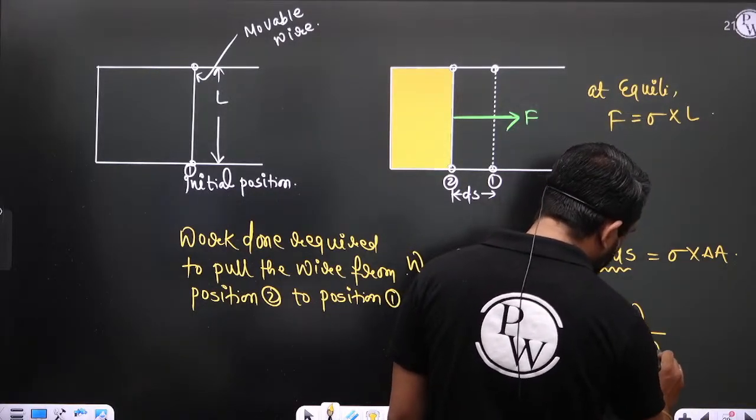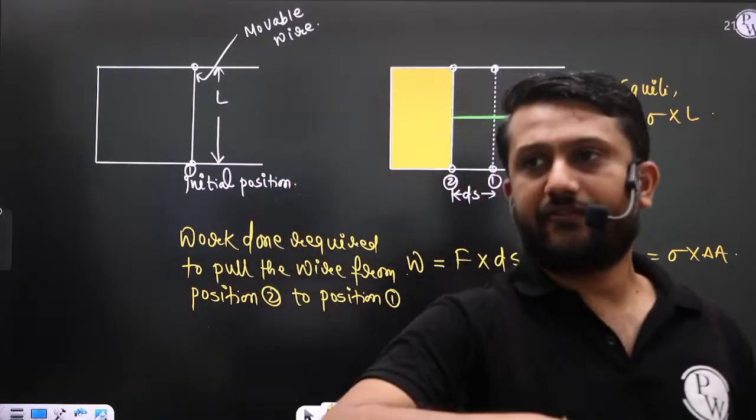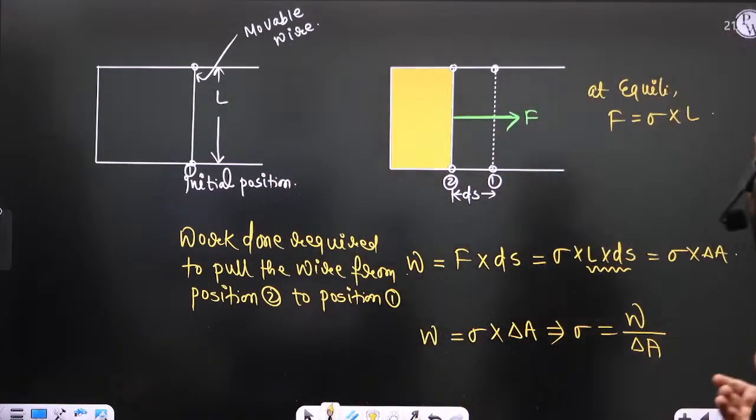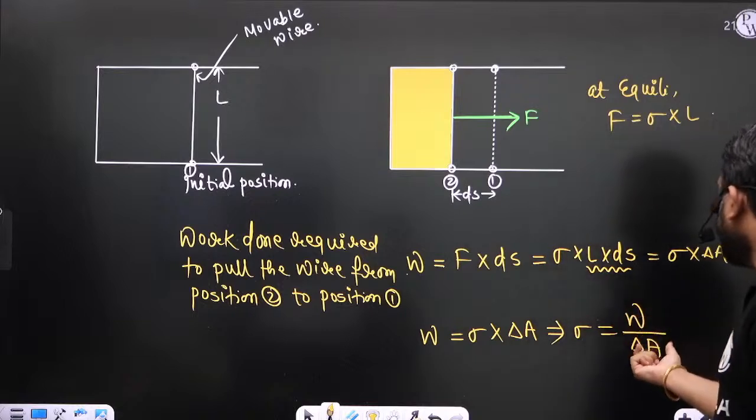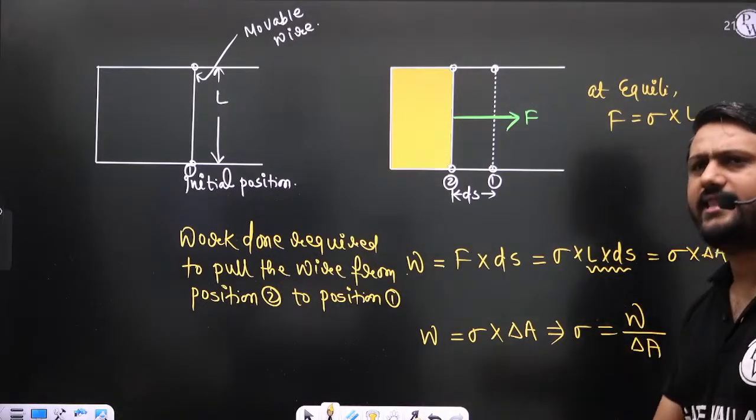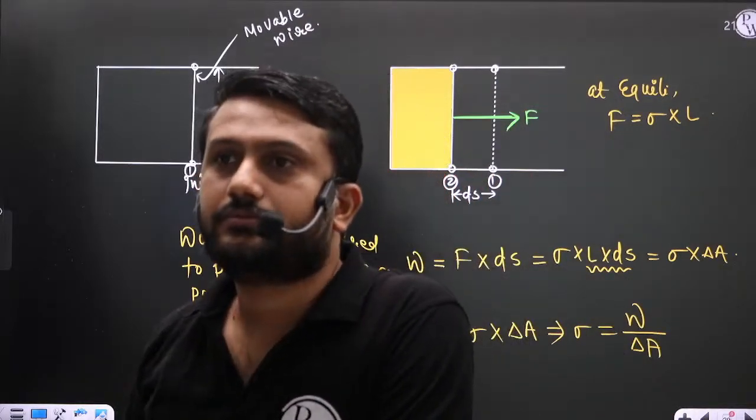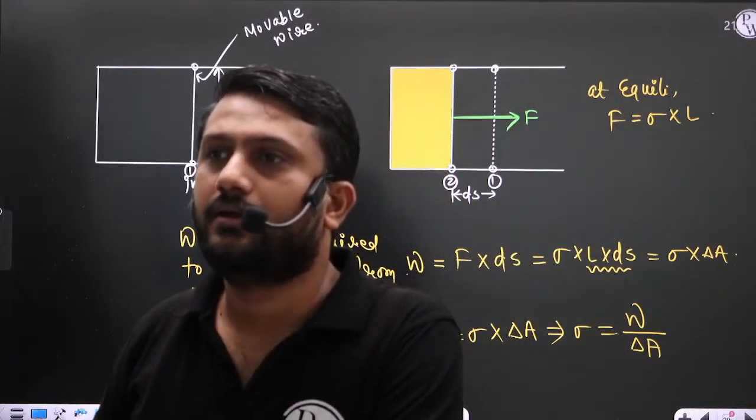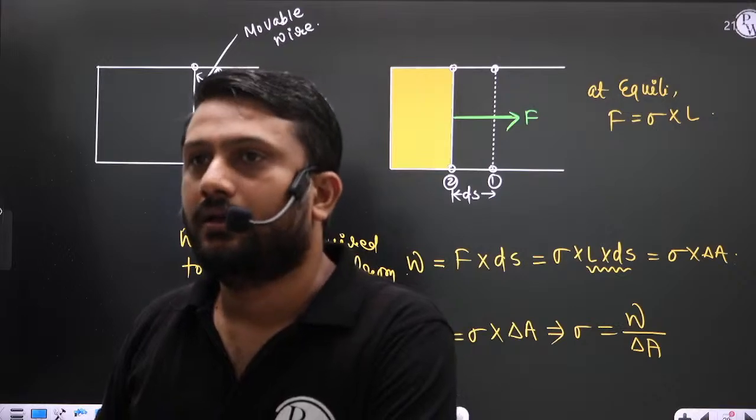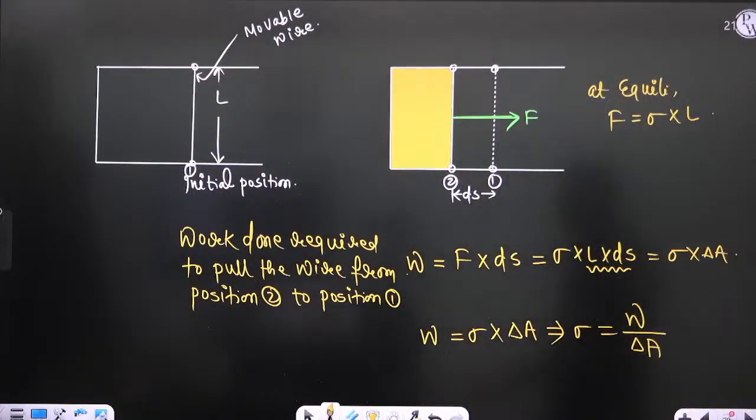W divided by delta A. So surface tension you can define in another way. It is the work required to increase the surface area. Work required to increase the surface area, that is also equal to the surface tension. Is it okay or not? Tell me.